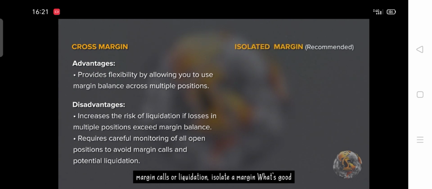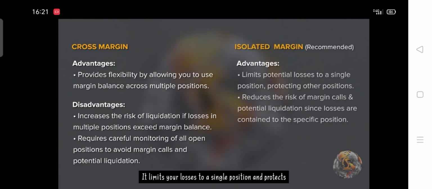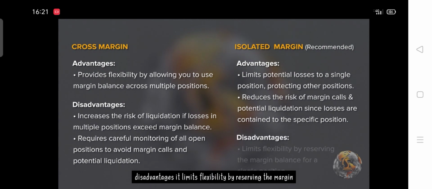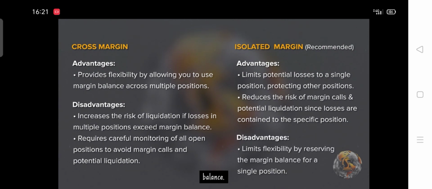Isolated margin, what's good about it? It limits your losses to a single position and protects your other positions. So if you have multiple positions open, each one can only be affected individually. It reduces the risk of margin call and potential liquidation since losses are contained to just that position. And the disadvantages, it limits flexibility by reserving the margin balance for just that one position.